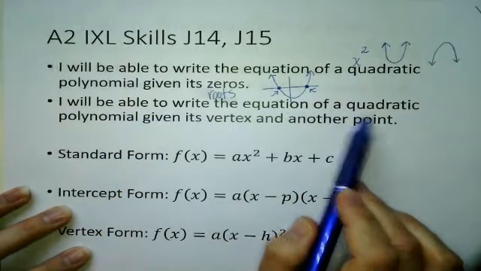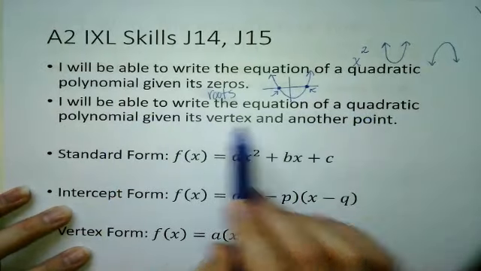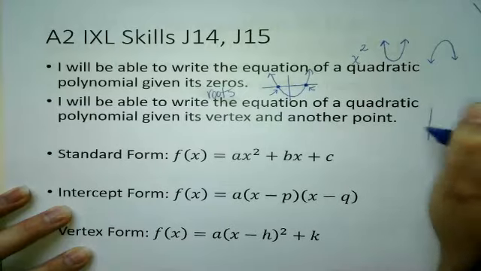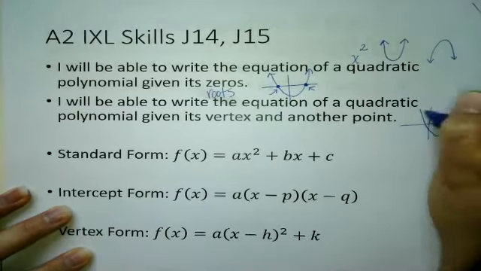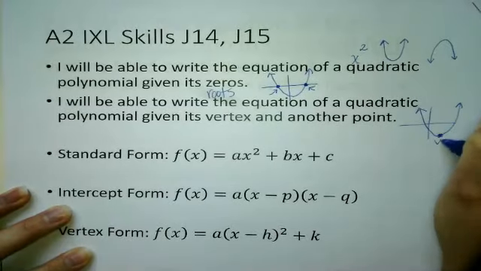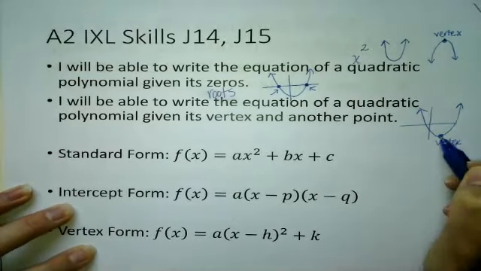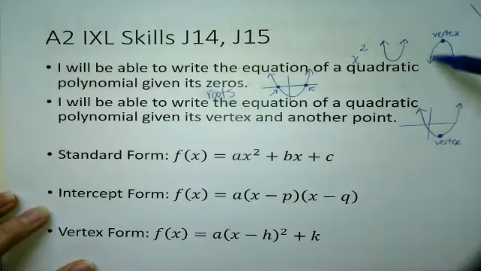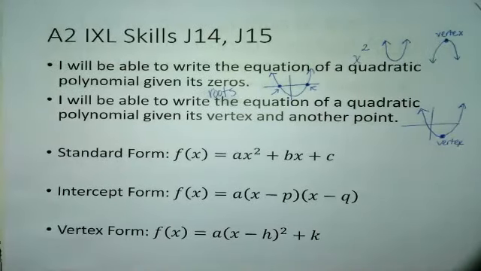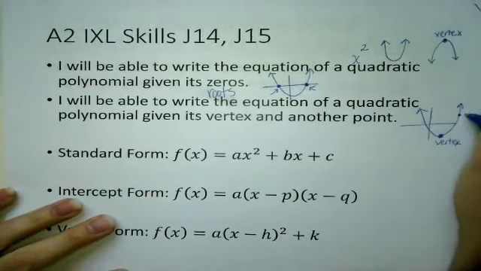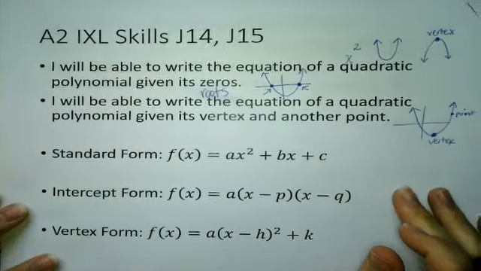We're also going to write an equation of the quadratic polynomial given a vertex and another point. Now, if you have a parabola, the vertex is the very lowest point on the graph or the very highest point on the graph. It is that vertex point where it changes from going either uphill to downhill, or maybe downhill to uphill, so decreasing to increasing. So if you're given a vertex and some other point on the graph, then you can also write the equation.